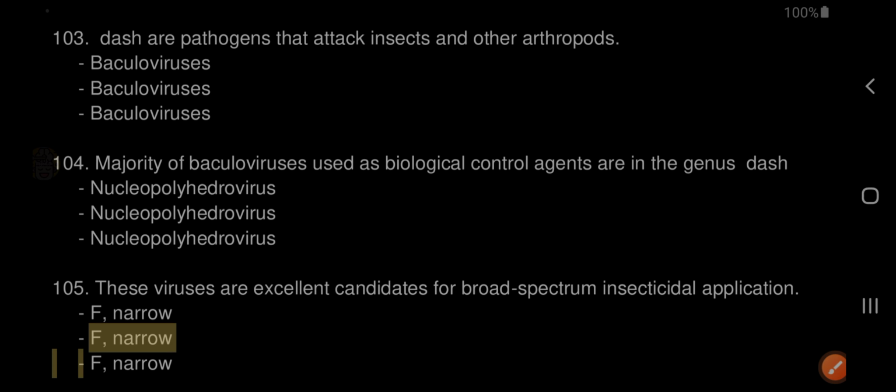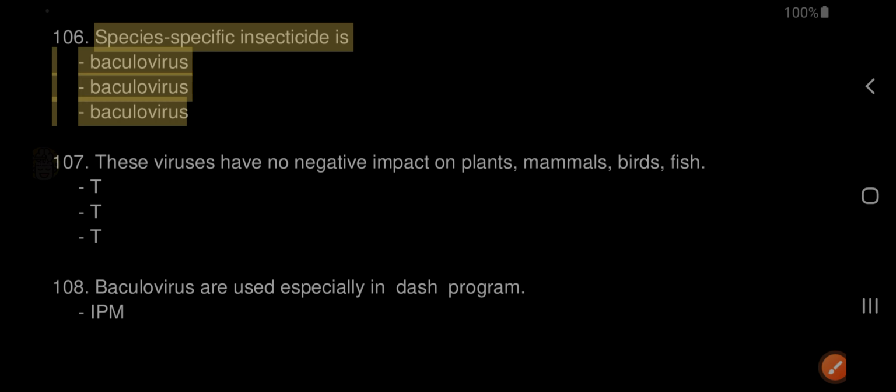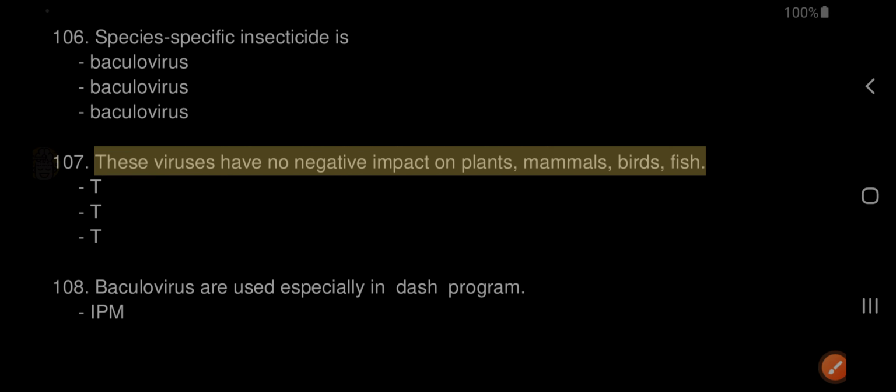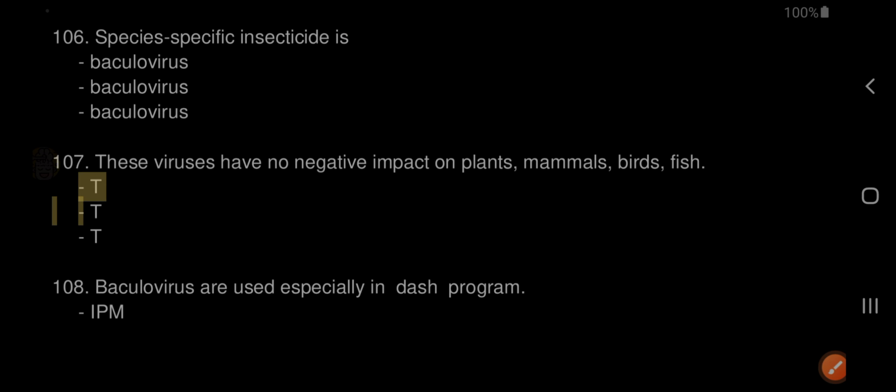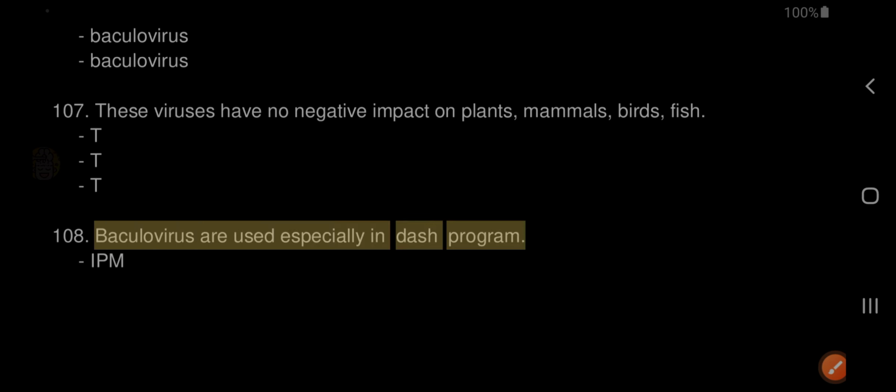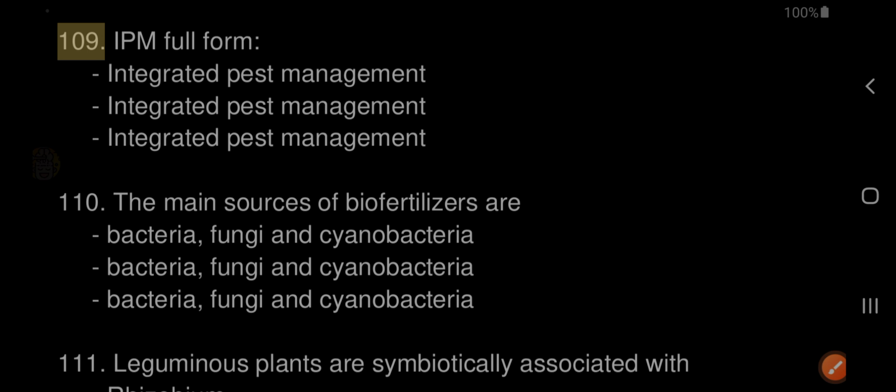106. Species-specific insecticide is baculovirus. 107. These viruses have no negative impact on plants, mammals, birds, fish. True. 108. Baculoviruses are used especially in dash program. IPM. 109. IPM full form: Integrated Pest Management.